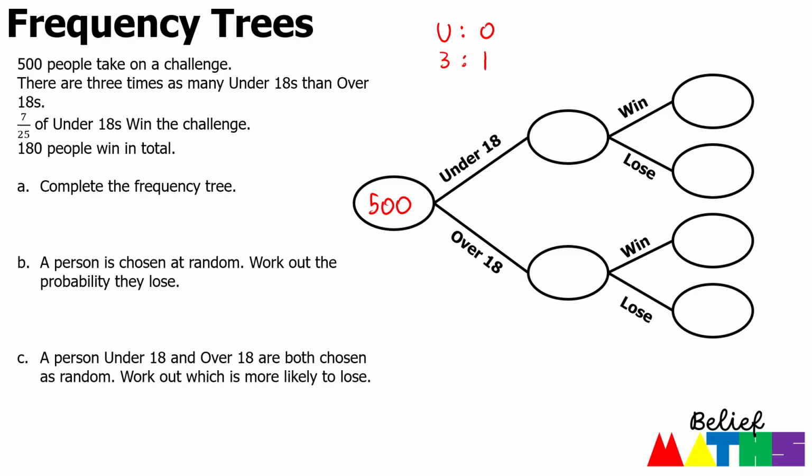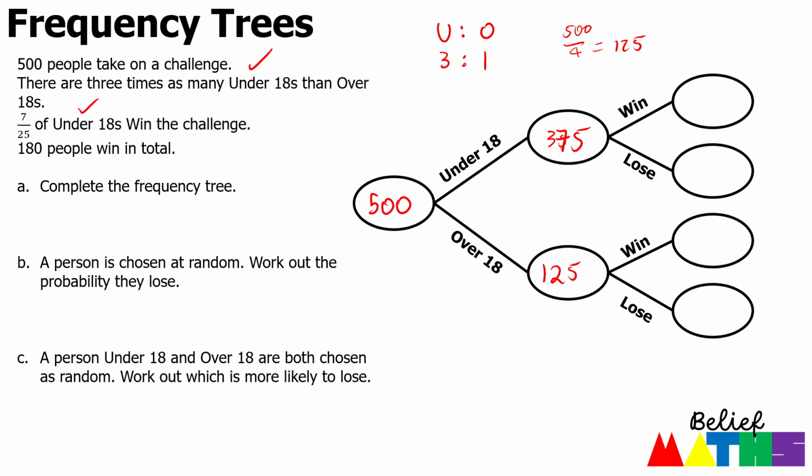It then says, so under to over 18s, well, we can use that information. We can split that 500 into that ratio. So 500 divided by 4 is 125. So therefore there's 125 students over 18. And then 500 minus 125 gives us 375 under 18s. So there, that's our first 2 lines done.